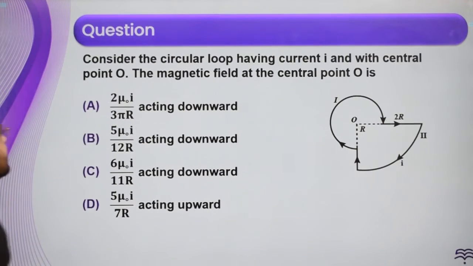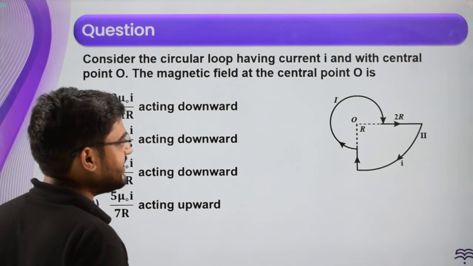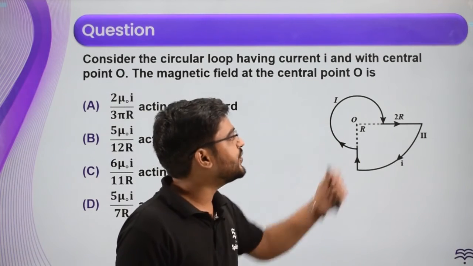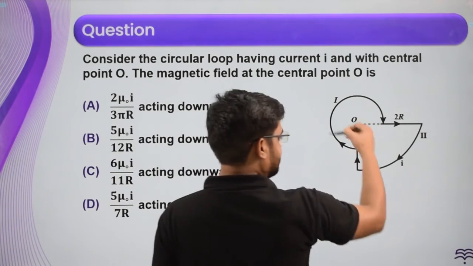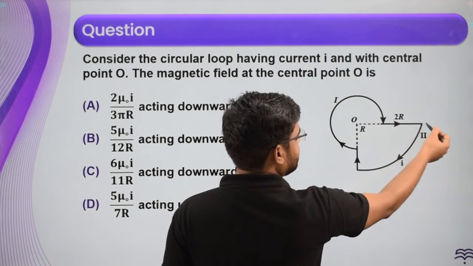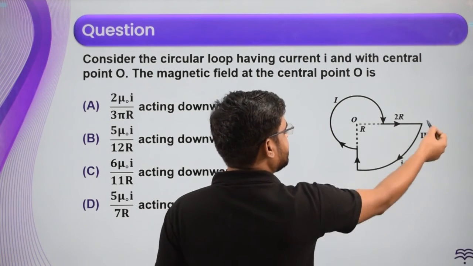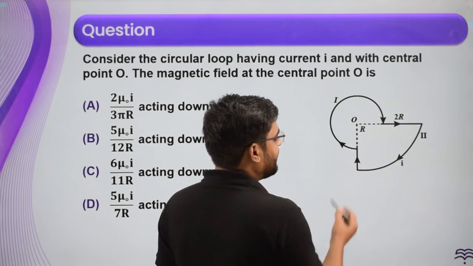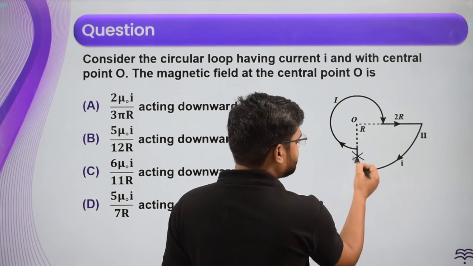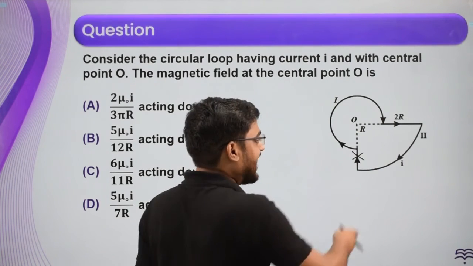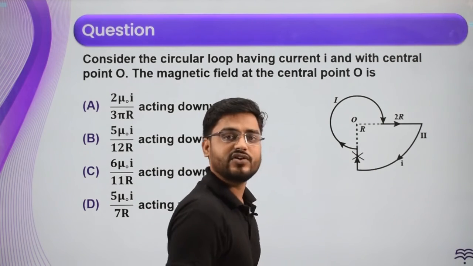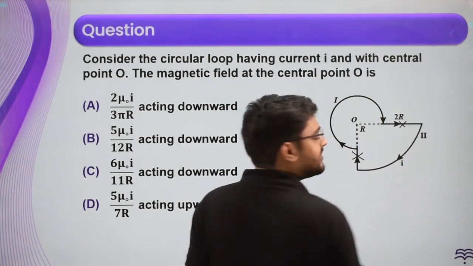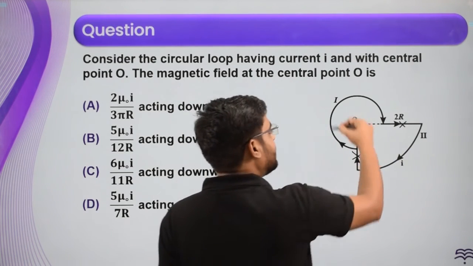So the question is, consider the circular loop having current I and with central point O, the magnetic field at the central point O is. So this is one part of the circle, and this is a straight part. This is another part of the circle, and this is again a straight part. So current flowing is I in the entire thing. Now first thing is, due to this part, O is lying on the line of the wire, so this is not going to contribute at all in the magnetic field. Similarly, this part is also not going to contribute at all in the magnetic field at O, right? Now it is only due to this and this.